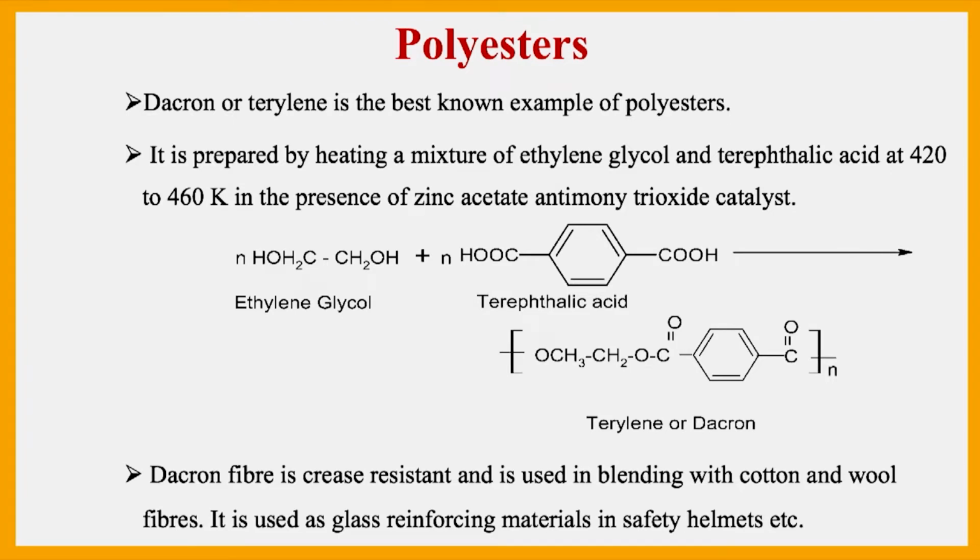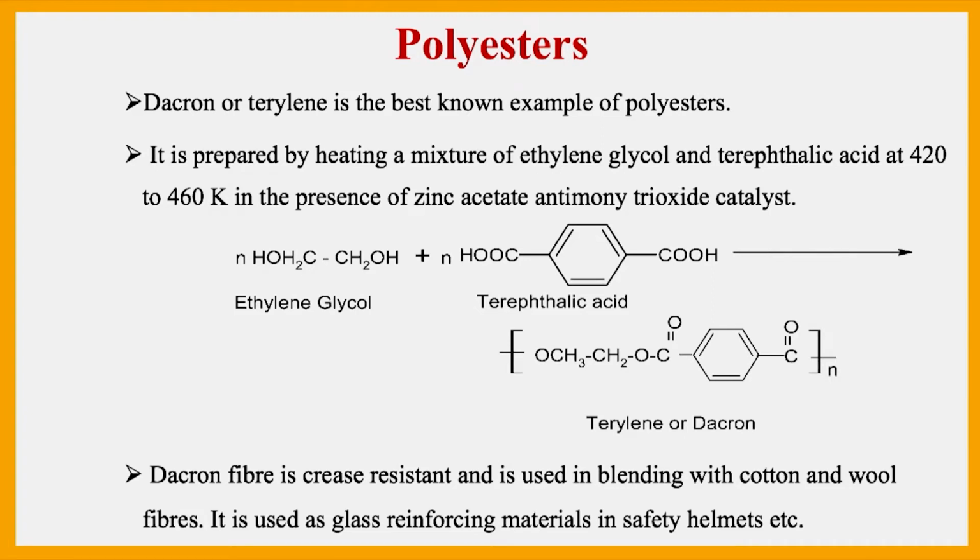So, polyesters. There is one important polyester, that is Dacron or Terylene, the best known example of a polyester. It is prepared by heating a mixture of ethylene glycol and terephthalic acid at 420 to 460 Kelvin in the presence of zinc acetate and antimony trioxide as a catalyst.